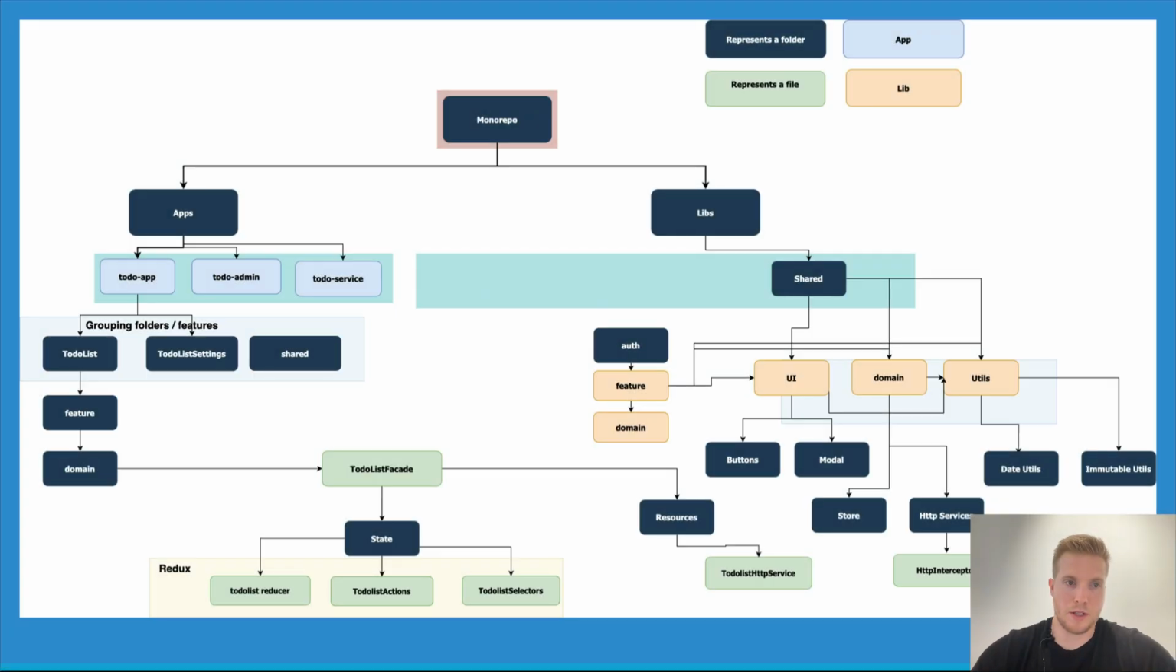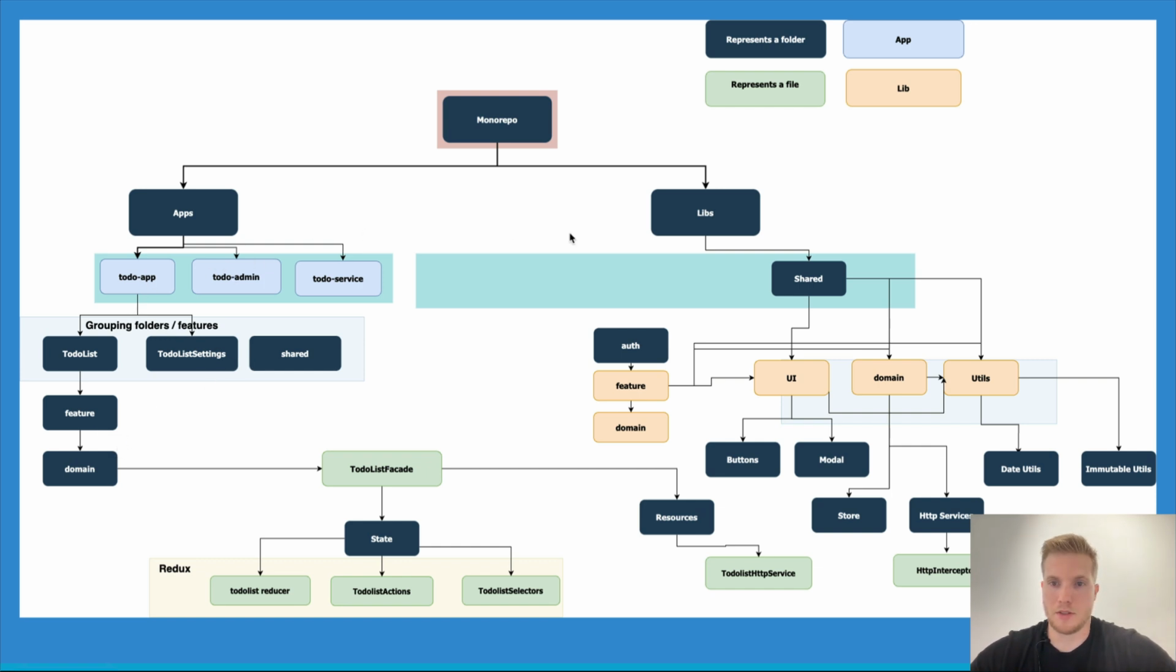So this might look something like this, where we have the apps, for example, to-do app, and then we have to-do list. We have within that a feature folder, and then we have domain to split these two responsibilities. And then within the domain, we might have the to-do list facade, which is encapsulating the state management solution that can then provide the data we need in the feature, which is where we have the page components, the container components for the to-do list.